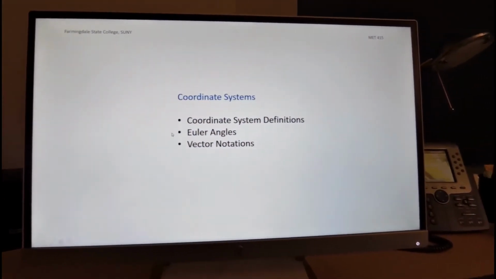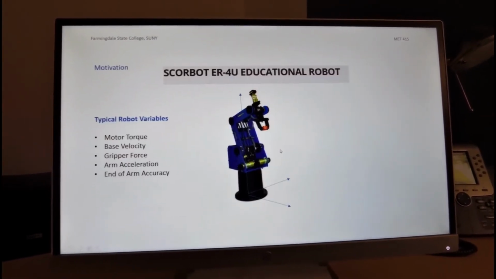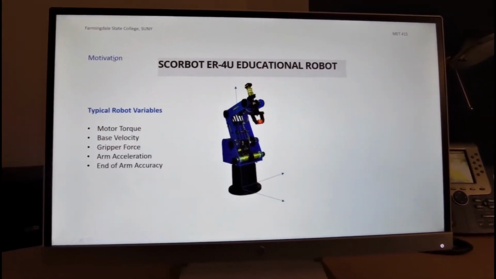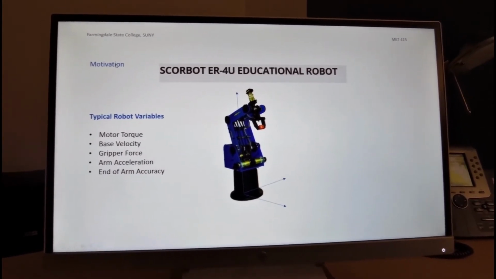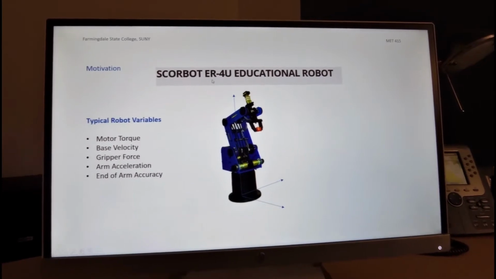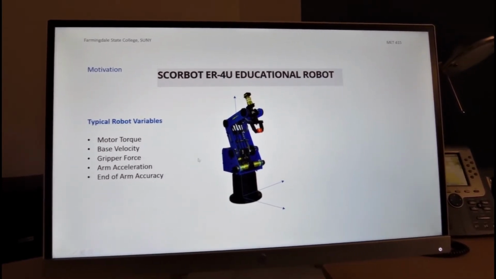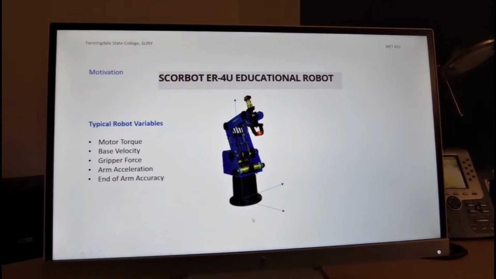The topics of our discussion today will be the definition of coordinate systems. We'll talk about Euler angles and also about vector notations. The motivation for our discussion is that typical robots, this is by the way the Scobot ER4U, which we'll be using in our lab experiments and programming.